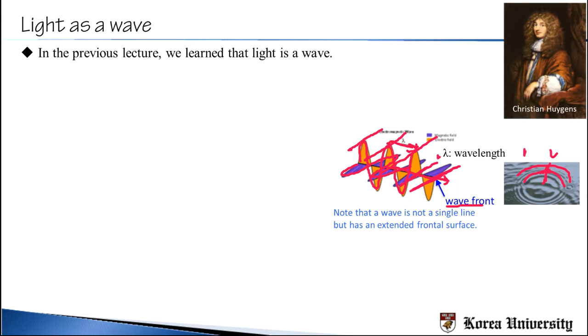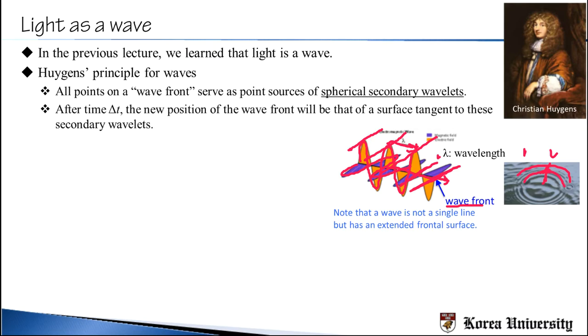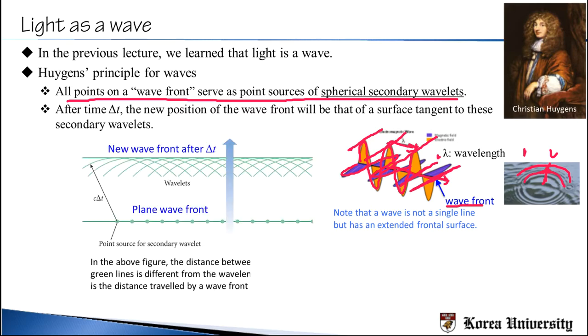Okay, and now let's talk about the Huygens principle using this concept of wavefront. This Huygens principle is a very important principle for all kinds of waves, not just light waves, but it is good for any wave. And what it's saying is that all points on a wavefront serve as point sources of spherical secondary wavelets. Okay, can you understand what it means? So let me explain it using the figure here.